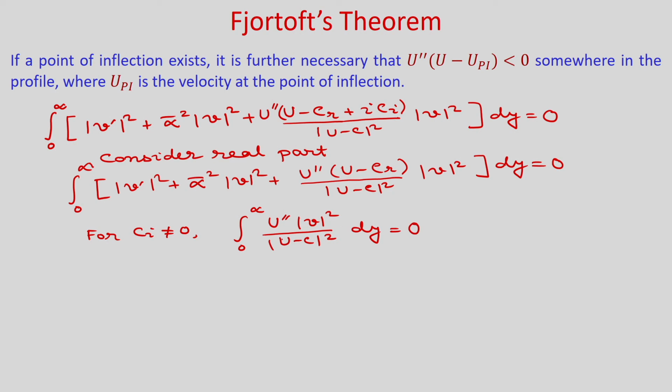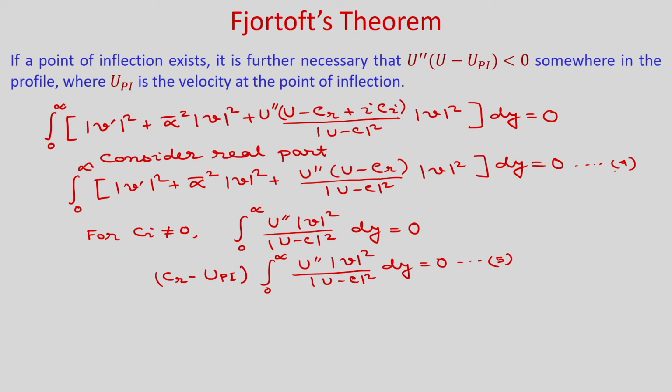So, now what we will do? Now, you multiply this equation with Cr minus UPI, where UPI is the velocity at the point of inflection. So, we will write Cr minus UPI, this we are multiplying with this integral 0 to infinity u double prime mod v square divided by mod u minus c square dy is equal to 0. Okay. So, if this equation is 4 and this equation is 5, what you do? You just add these two equations. Okay. So, add equation 4 and equation 5.